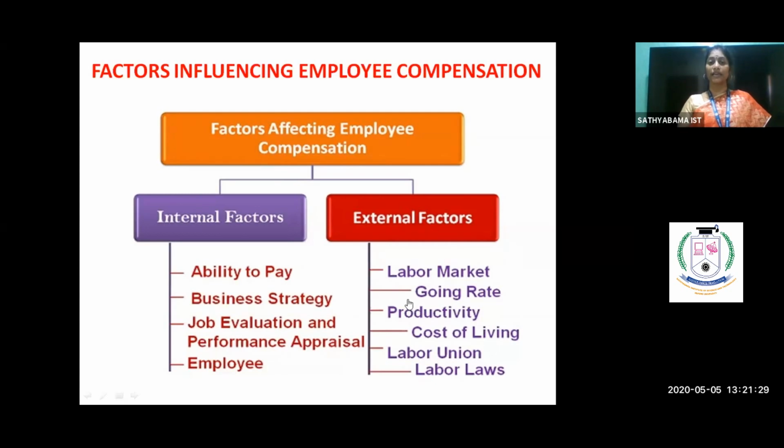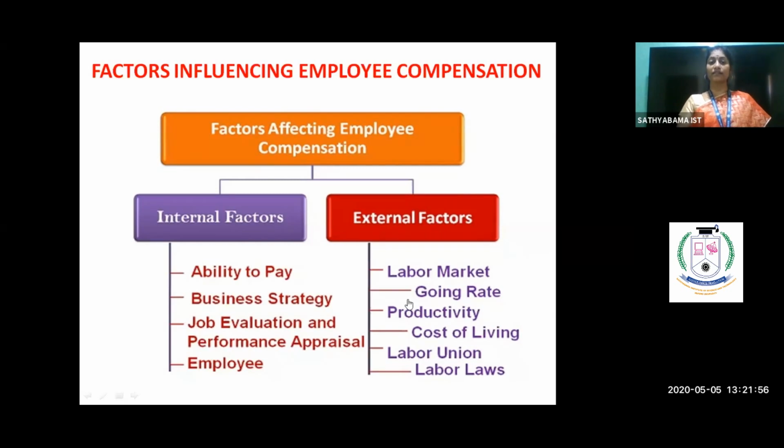The first one is ability to pay. For example, when an organization is more successful and prosperous, its ability to pay the employees is very high. Whereas when the organization is facing a loss or incurring more cost and reduced profits, at that time the ability to pay the employees will be lower.